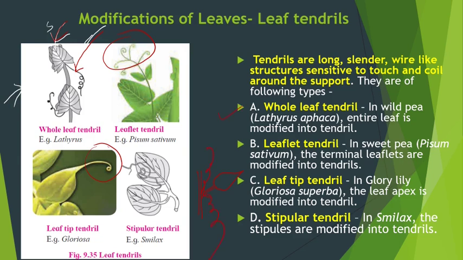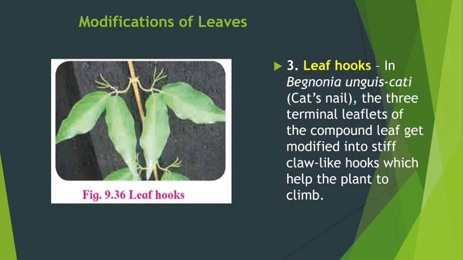So whole leaf becoming tendril: Lathyrus. Leaflet becoming tendril: sweet pea. Only tip becoming tendril: Gloriosa. Only stipules becoming tendril in case of Smilax, and of course all are going to provide support to the creepers or the climbers. The next modification is leaf hooks.